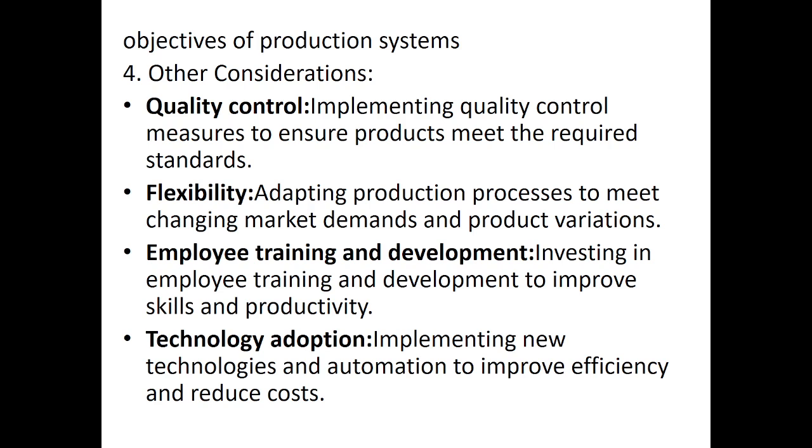The next point is flexibility. What is this flexibility all about? It is about adapting production processes to meet changing market demands and product variations. Every production house should have flexibility. What is the meaning of flexibility? Changing from one product to another.